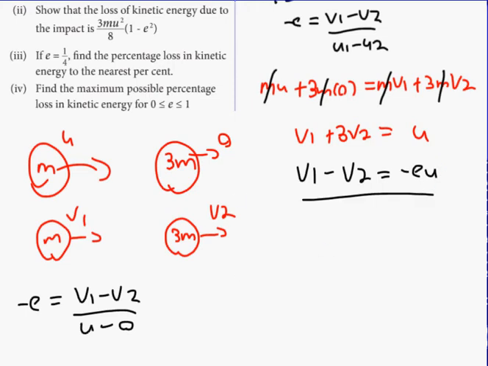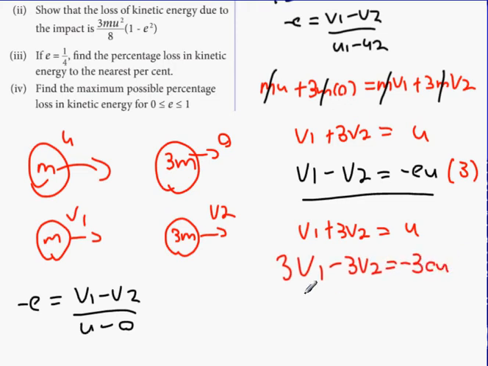Stop there. Now, a cheap one to get would be phi1. Very easy. Just multiply by 3 as well, and get the first one out while you're there. So phi1 plus 3 phi2 equals u, and 3 phi1 minus 3 phi2 equals minus 3eu. So 4 phi1 equals u bracket 1 minus 3e.